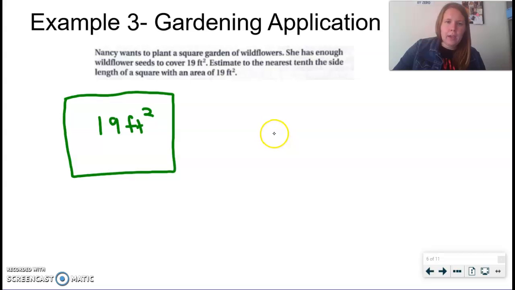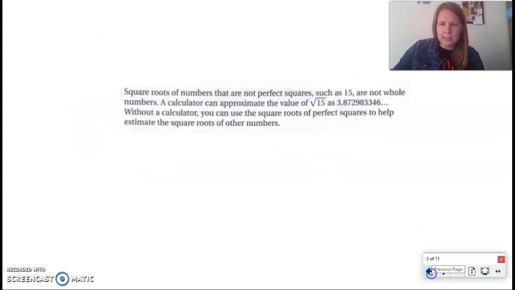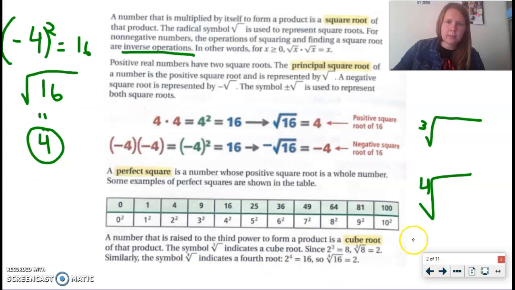So we are going to think, okay, let's look at our table. 19, thinking about my perfect squares. Well, 19 would fall in between 16 and 25, right? Now, the question is, is it closer to 16 or is it closer to 25? Well, from 19 to 25, it's a distance of 6. From 16 to 19 is a distance of 3. So I'm figuring my solution will be pretty close to 4. Maybe thinking like a 4.3.